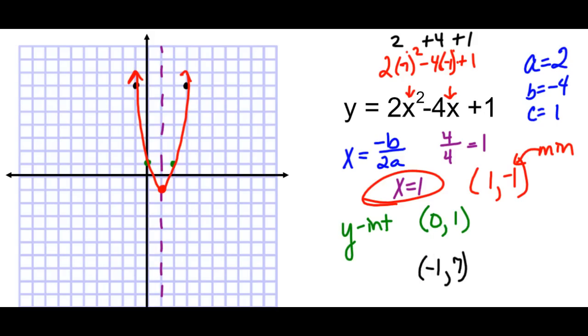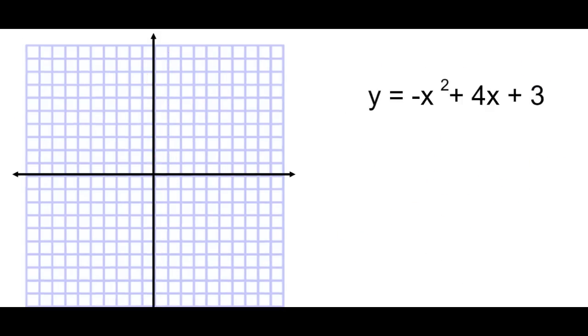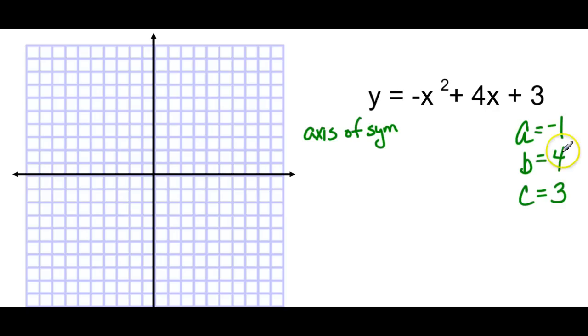All right, let's try another one. Now you might want to pause the video and do this one yourself. Flip back and forth and check to see that you're doing it right. All right, so let's pause for a minute. We've listed our A, B, and C values. Let's find our axis of symmetry.